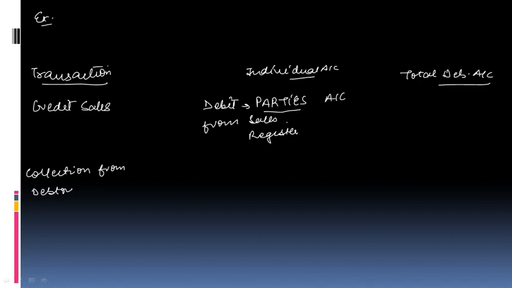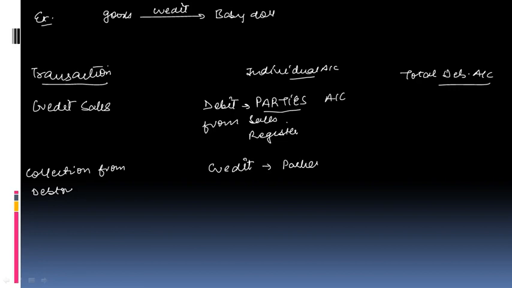Party's account from sales register. When you get the collection, let us suppose goods have been sold to baby doll on credit. Now you are going to straight away debit the amount. After some time you will be getting your money. After that, what you are going to do? You are going to credit the individual party's account. She is one of your parties.